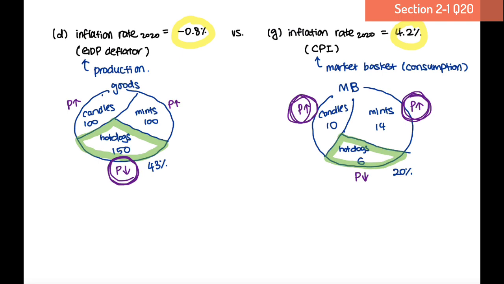Again, this is just coming from the different weights that each good has. If we're using how much is being produced in the case of GDP deflator versus how much is being consumed by a typical consumer when you're using the market basket to calculate our CPI.